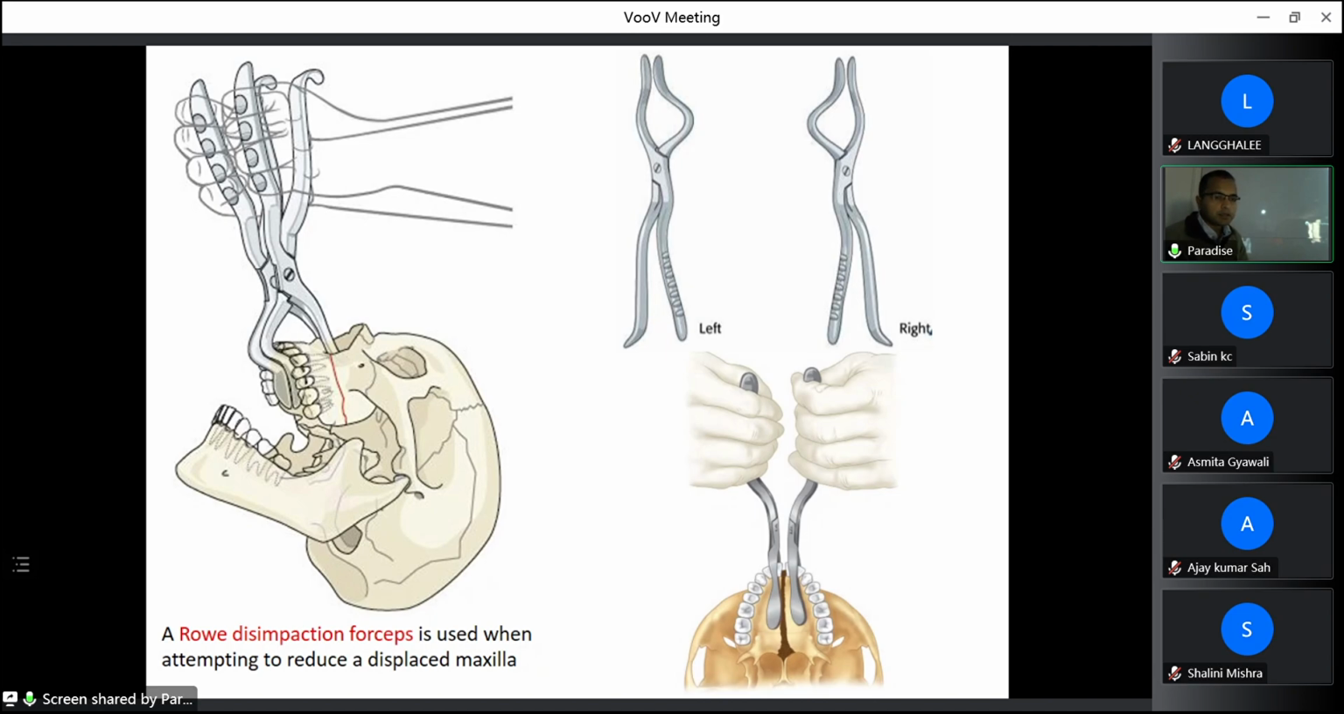If there is some disturbance or discrepancy in the direction or magnitude of force, there may be chances of mid-palatal split. You will split the maxilla into two parts. There will be iatrogenic injury. So be careful.